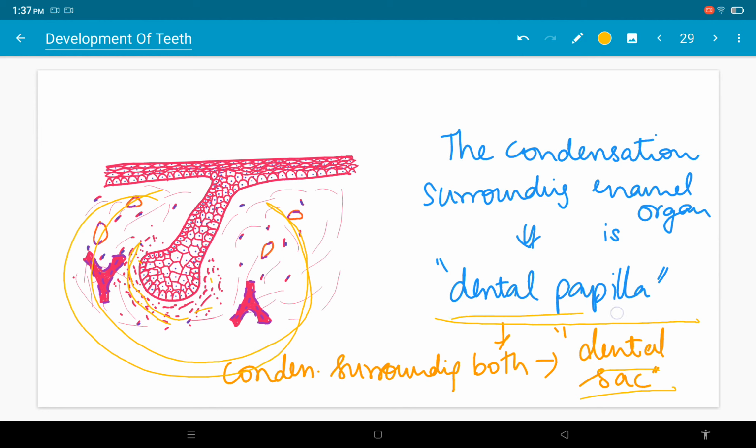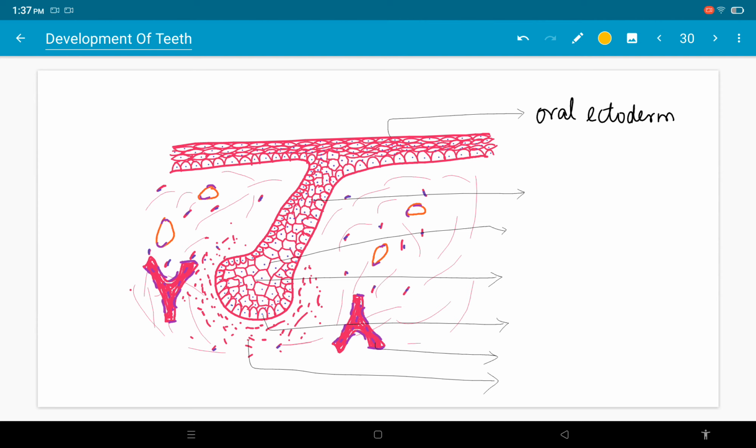This dental papilla and dental sac will be more rapidly proliferating and differentiating in the upcoming stages of cap and bell. So let us see this diagram in particular. We used to refer to histology diagrams from the textbook written by author Mejijos. So for histologically accurate diagrams, you can also refer to her textbook. So let us see the parts here.